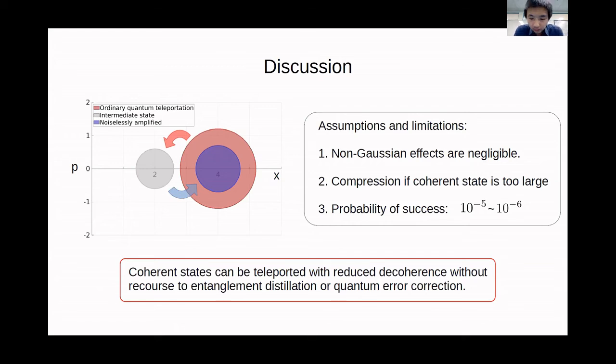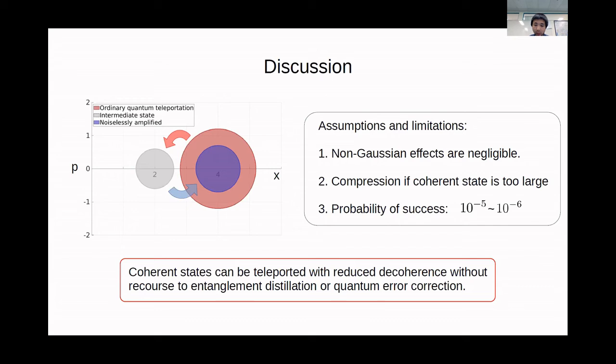There are several assumptions that must be justified and limitations that must be discussed about this experiment. The first thing is that in most noiseless linear amplification experiments, there's always non-Gaussian effects. What we found in our case is that the non-Gaussian effects are usually negligible, that the output state was always very close to a coherent state, and the mode of failure of the teleporter is that we get compression effects.